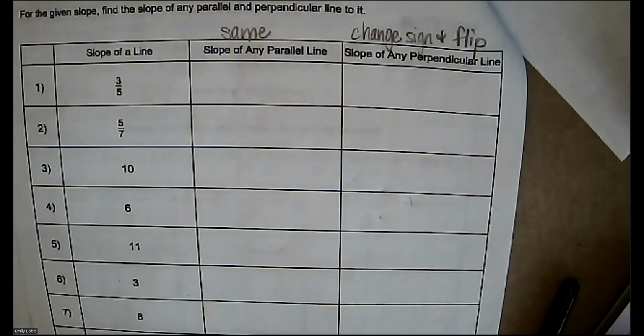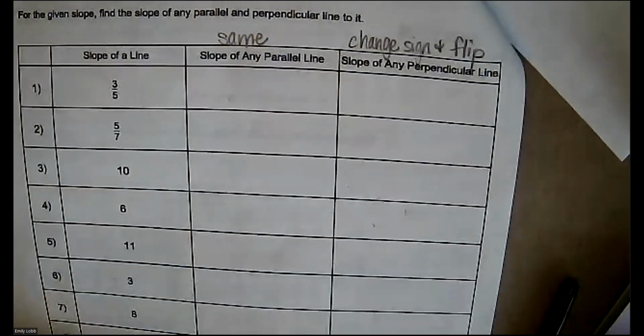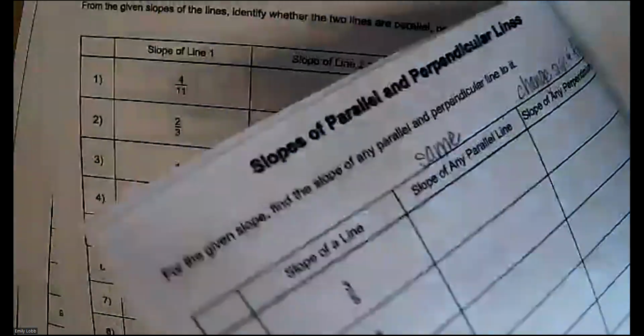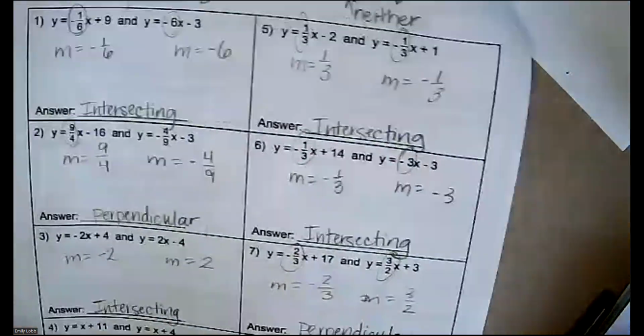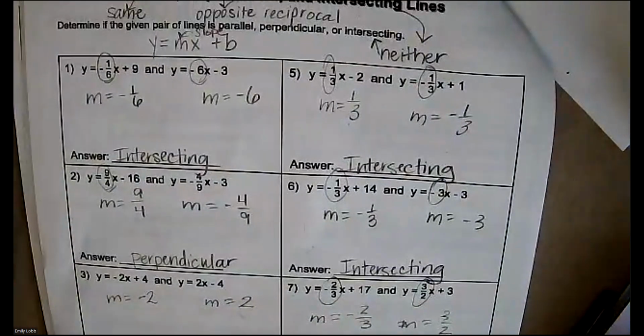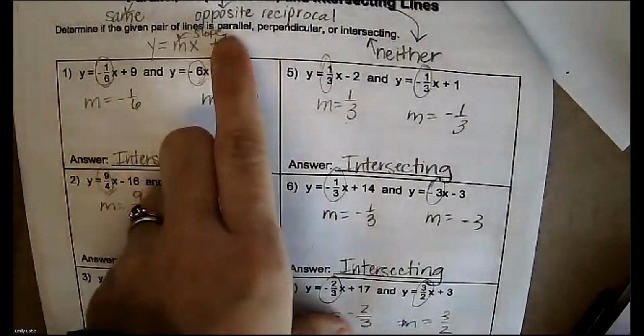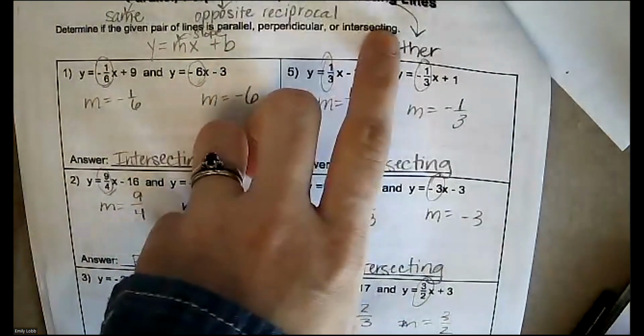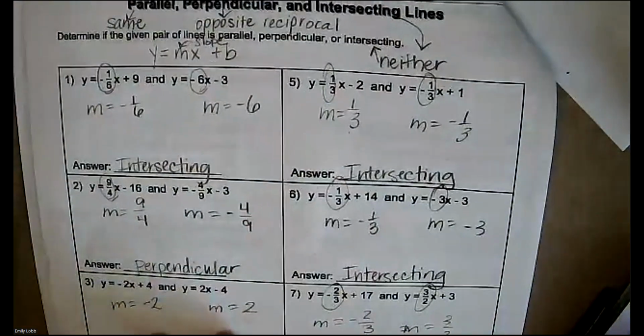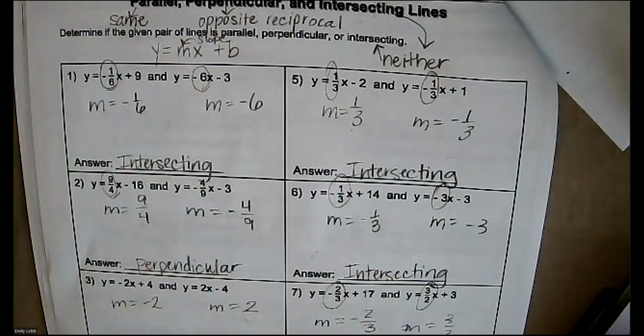The third section, hop back to page 6. We did a lot of these. It's pages 6 through 10. We did a lot of these where we were given 2 slope-intercept forms and we had to state whether they were parallel, perpendicular, or intersecting. Remember, intersecting is the same as neither.